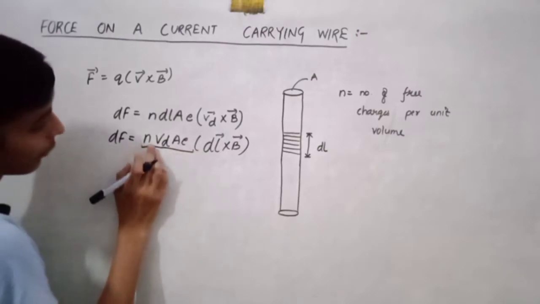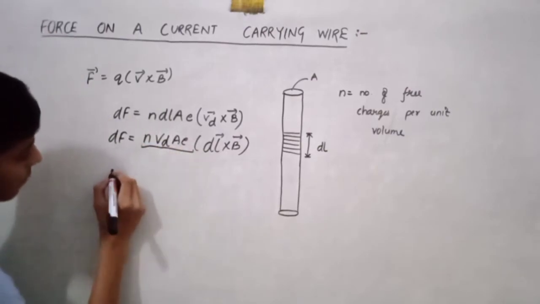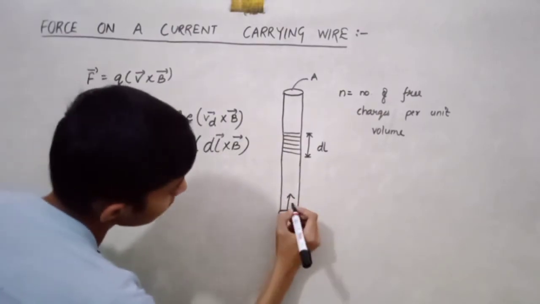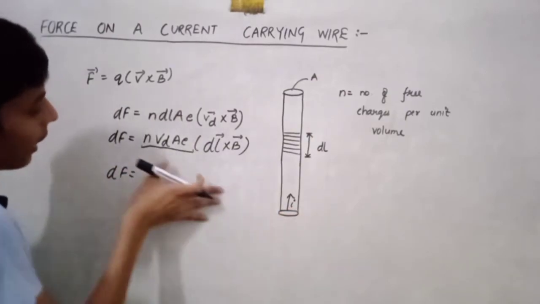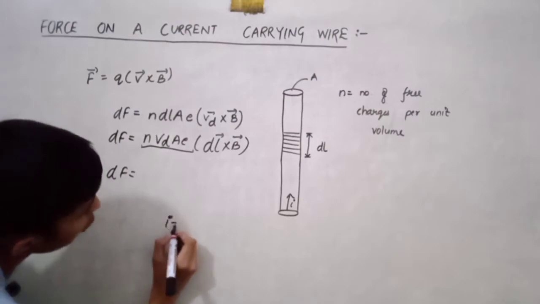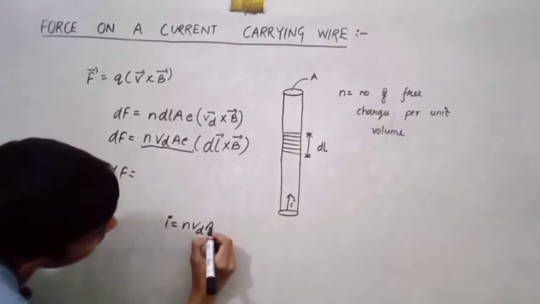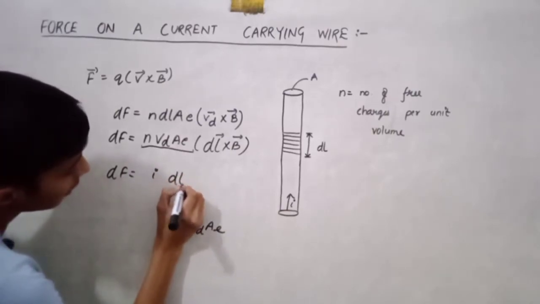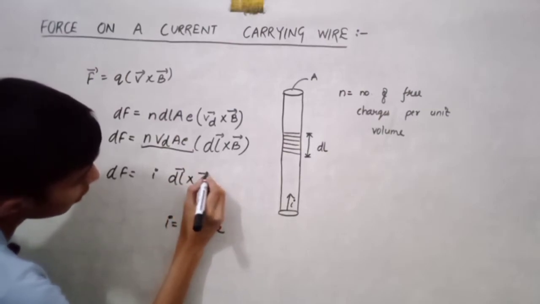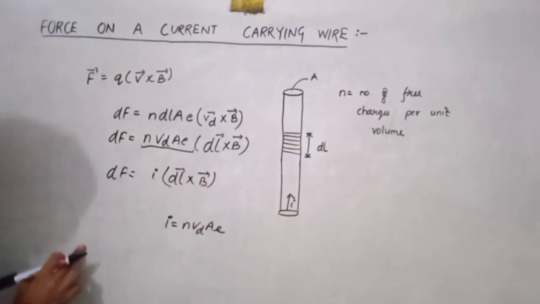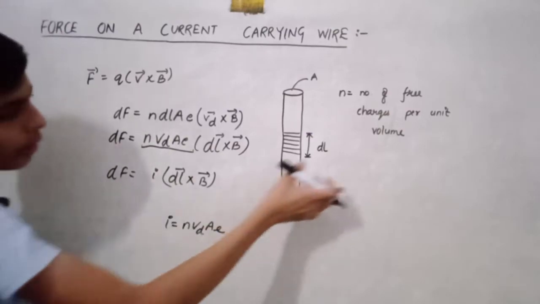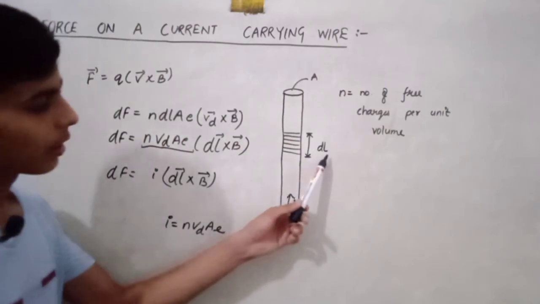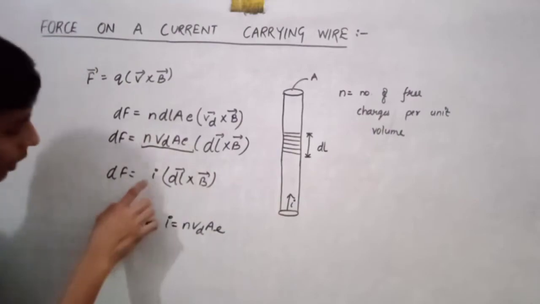We know that n vd A e is our current, and the direction of current is from top to bottom. This is the direction of current, and we know that I equals n vd A e is the current. So I dl cross B. This is our formula for finding the force due to this small element on a current carrying wire. So the force on this small element dl equals I dl cross B.